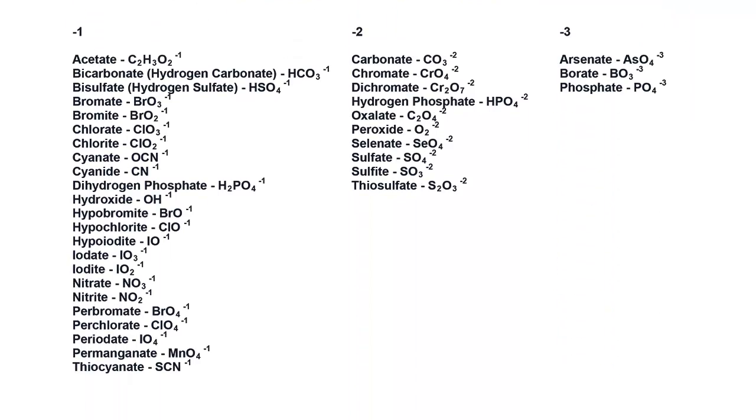All right, here's a whole bunch of them. All of these have a -1 charge. All of these have a -2 charge. And all of these have a -3 charge. So again, these are polyatomic ions, which is a cluster of atoms thrown together with a net charge.